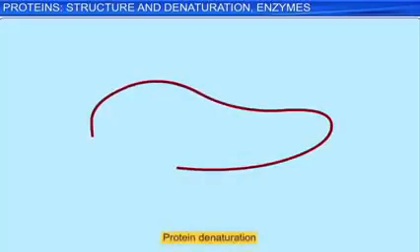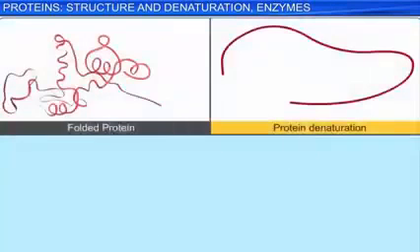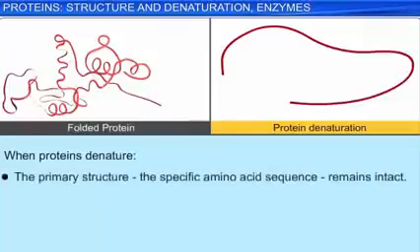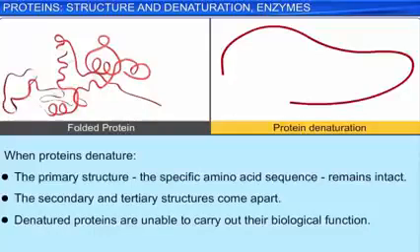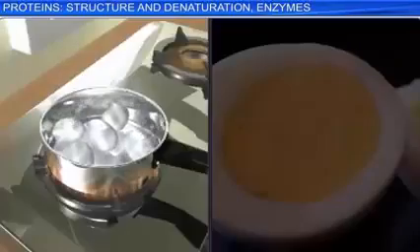When proteins denature, the primary structure, the specific amino acid sequence, remains intact. However, the secondary and tertiary structures come apart. Denatured proteins are unable to carry out their biological function. If you have ever boiled an egg, you might have witnessed protein denaturation as the egg white solidifies.